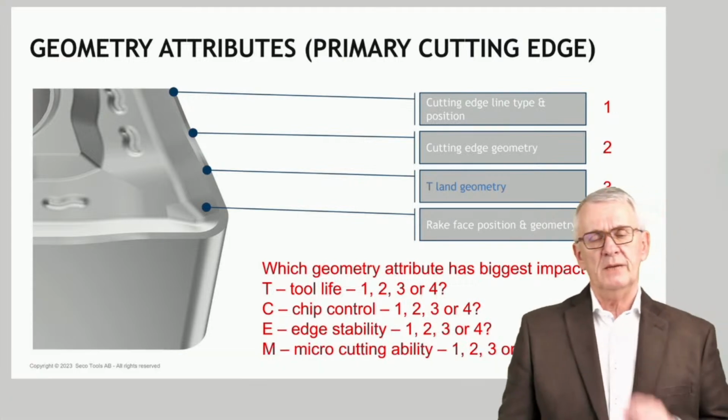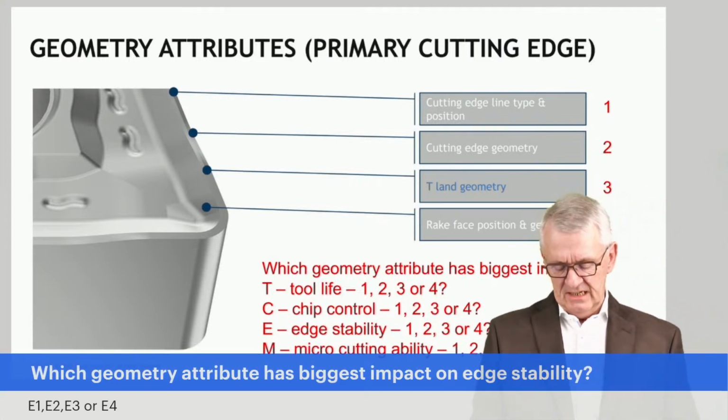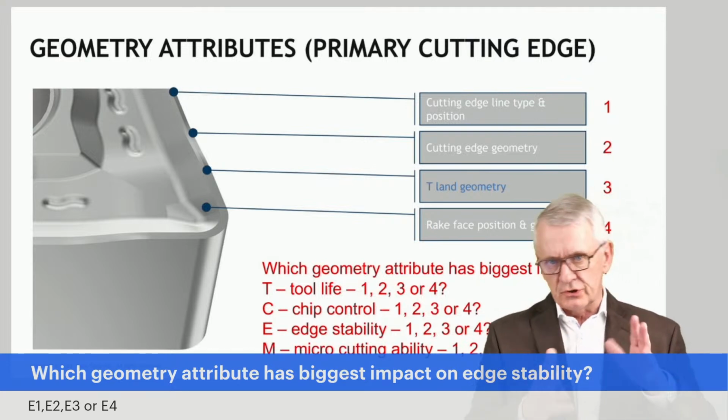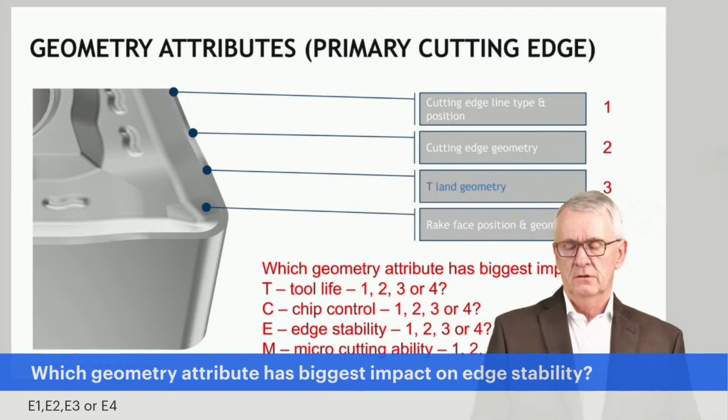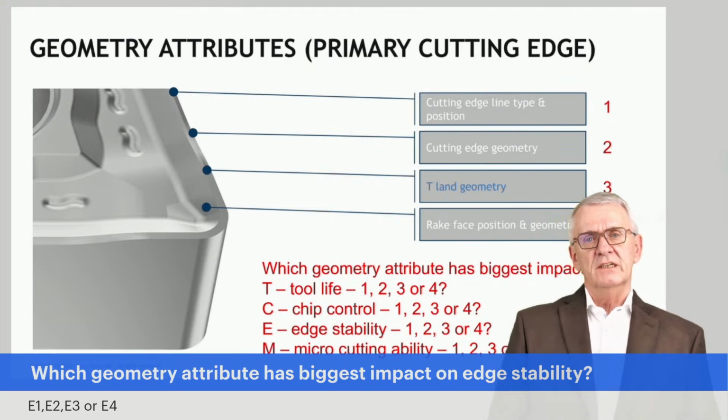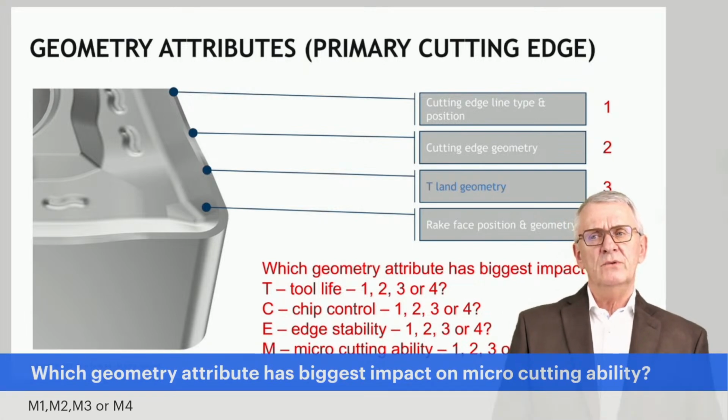Edge stability, perhaps I have to specify, what we mean with it is the effective time a cutting edge keeps its original cutting ability. One could say it's kind of wear resistance to some extent. And fourthly, micro-cutting ability. Which of these geometries do we need if we want to work with very small cutting conditions?